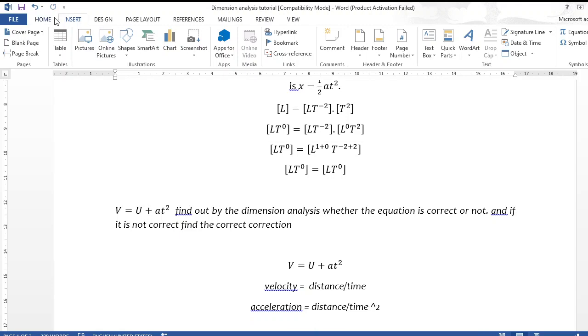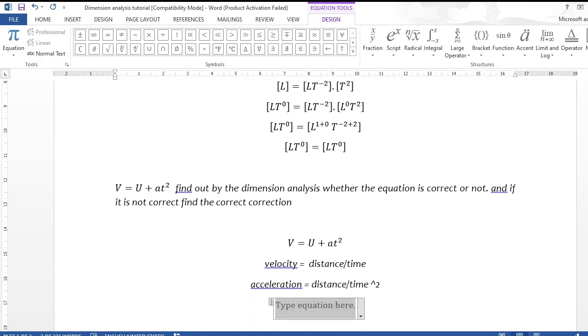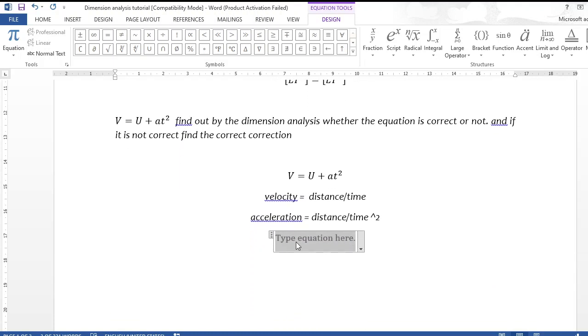Now, to write this equation in terms of dimensions, we are given velocity. Velocity, we are saying, is distance over time, which is L over t, or we say L t to the power negative 1. Remember this in class, L t to the power negative 1.